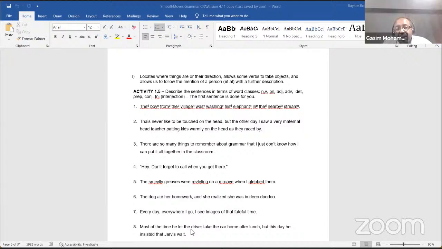Warmly is an adverb. Yes. On is a preposition. Yes. The is a determiner. Head is a noun. Yes.